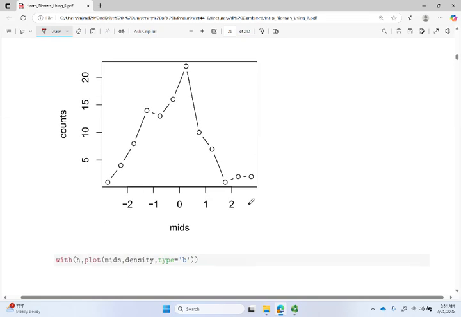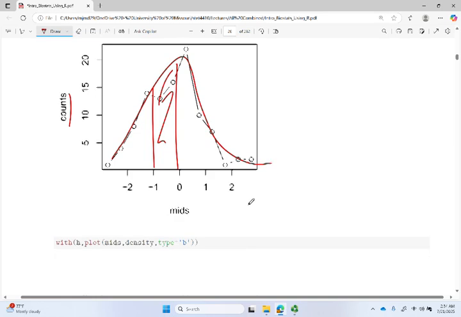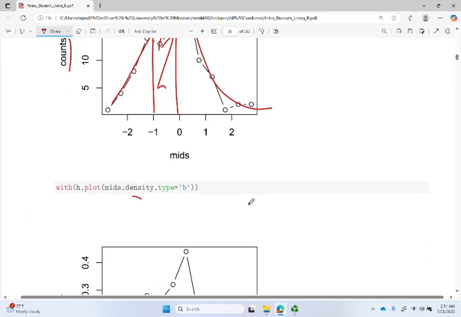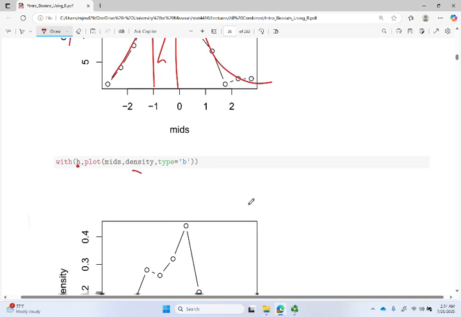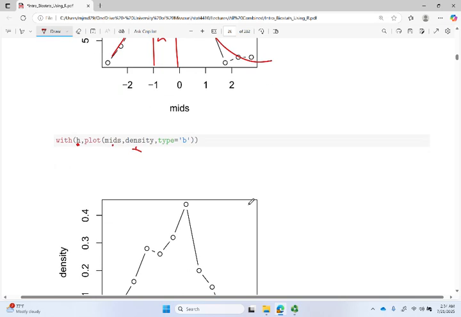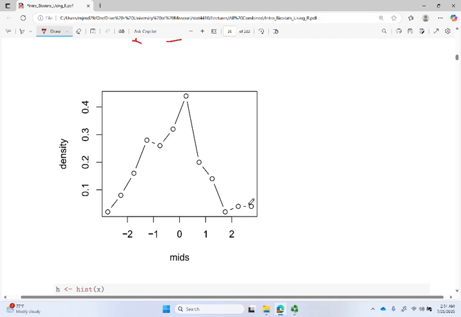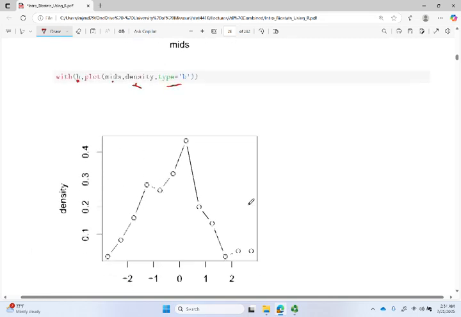And so this is what we get. And so we get this, it's like a density function now. And then area under the curve is associated with probability. But maybe I didn't want counts. I wanted the density. Well, within H, that information is there. So let's plot the mids versus density. And both, of course, the shape is the same. It has to be. But the label is different.